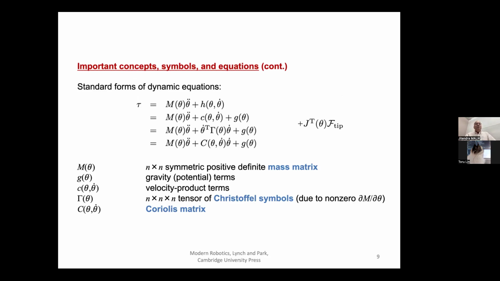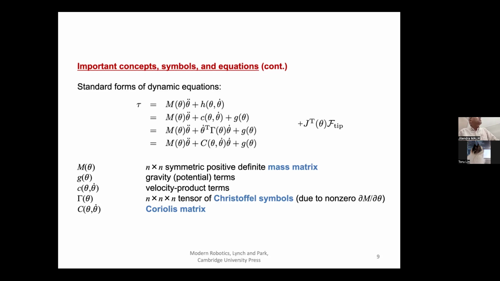So one is the torque equals M, these are matrices and vectors, just remember that, plus this H. This H can be split into 2 terms, one part which is kind of the velocity product terms, one part which is due to gravity. Then this can be written in other ways. Okay, these are different formats in which we write down the basic physics of the situation.